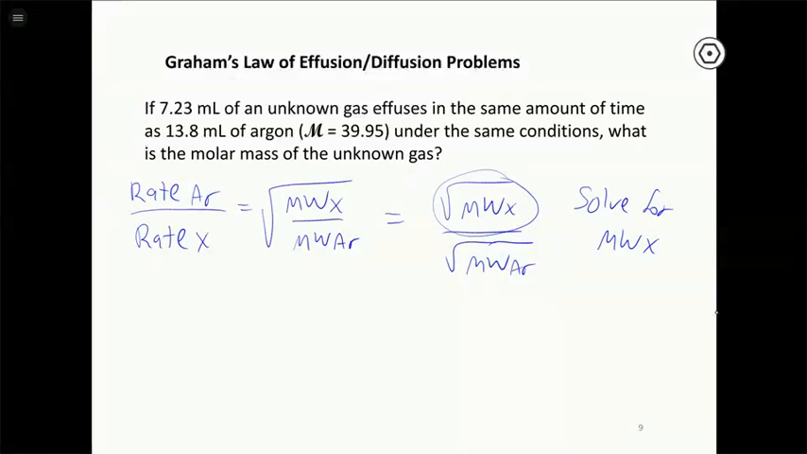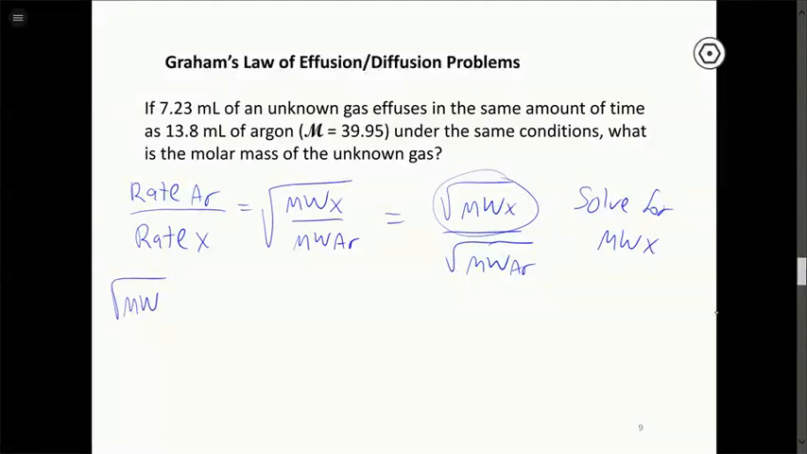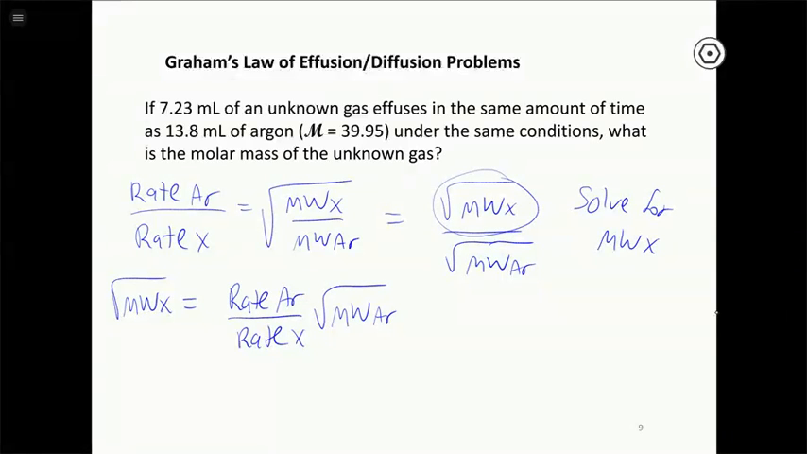So if we cross multiply by this square root here, we move it over to the other side, and isolate that by itself: the square root of the molar mass of X is equal to the rate of argon divided by the rate of the unknown times the square root of the molar mass of argon. And then remember, we haven't really seen this type of algebra yet, but we should know it from our math classes. If we want to get rid of square roots, we just have to square both sides. So we take both sides and square it.